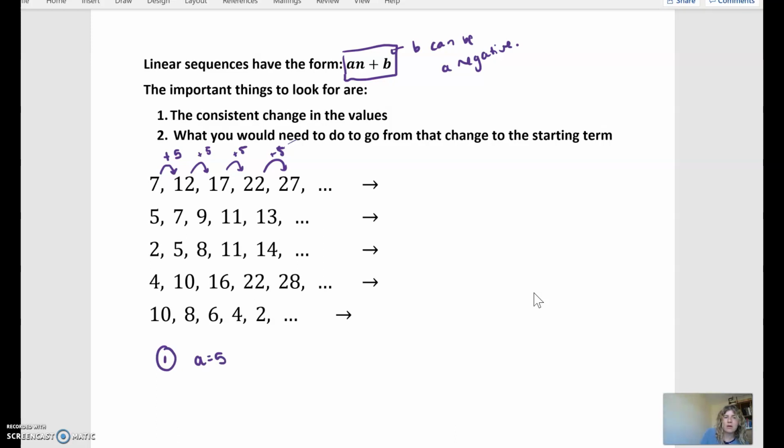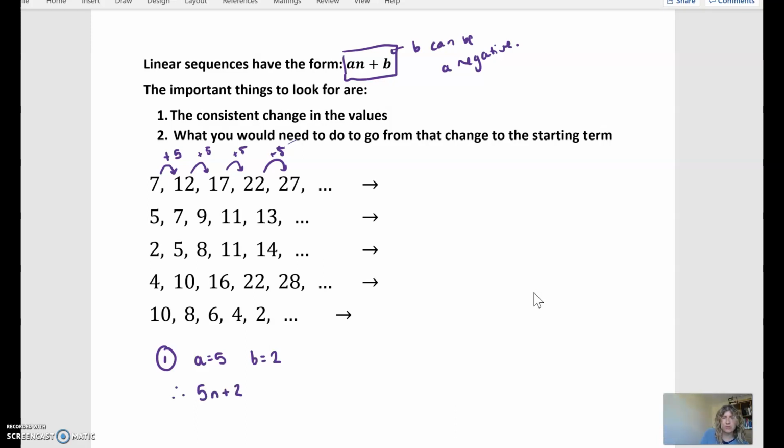Okay, now our first term isn't 5 though, it's 7. So we must have done something to go from where n is 1, to make that a 5, to making it a 7. So what have we done to go from 5 to 7? Well, we've added 2. Okay, so in that case, our b value should be 2. Okay, so let's try it. So our formula is 5n plus 2.